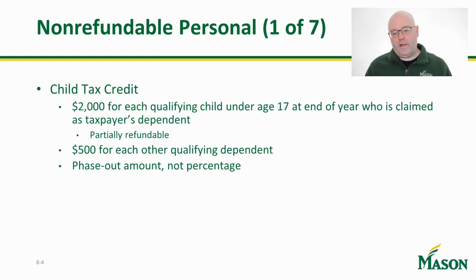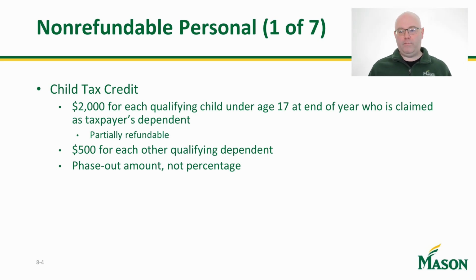Some of these credits, like the child tax credit, have a non-refundable and a refundable portion. You're going to see that also with the AOTC. For the non-refundable portion, it'll go up to $2,000, and that's for any child that's under the age of 17 that is classified as your dependent, and must be on your tax return and claimed as a dependent. Now, in order to get the $2,000 credit, there are certain requirements you have to meet. Number one, they have to be under 17. And number two, they have to have a Social Security number.